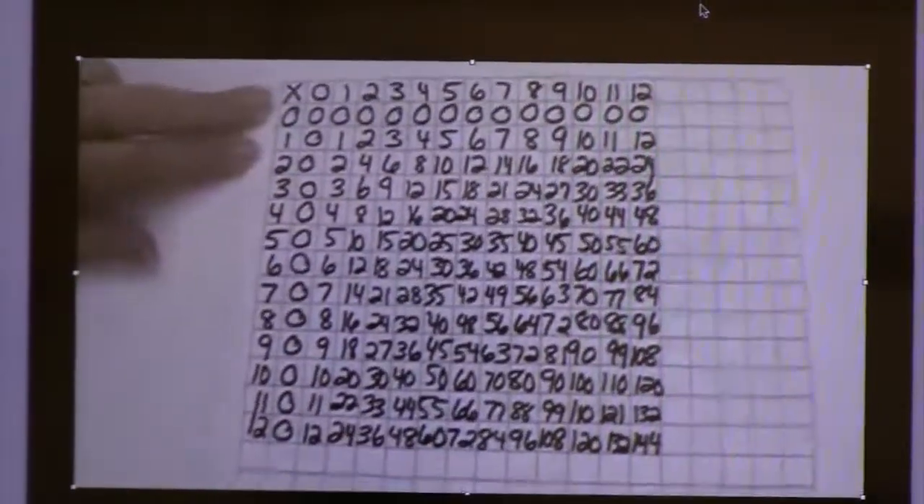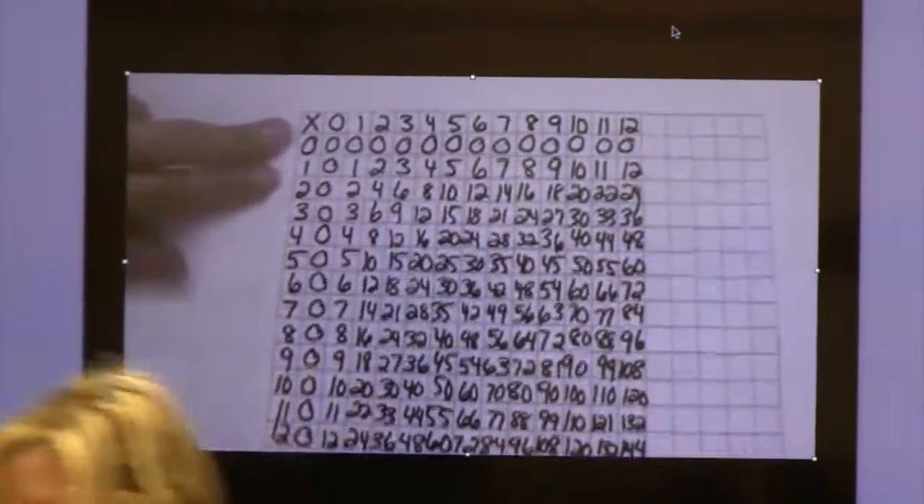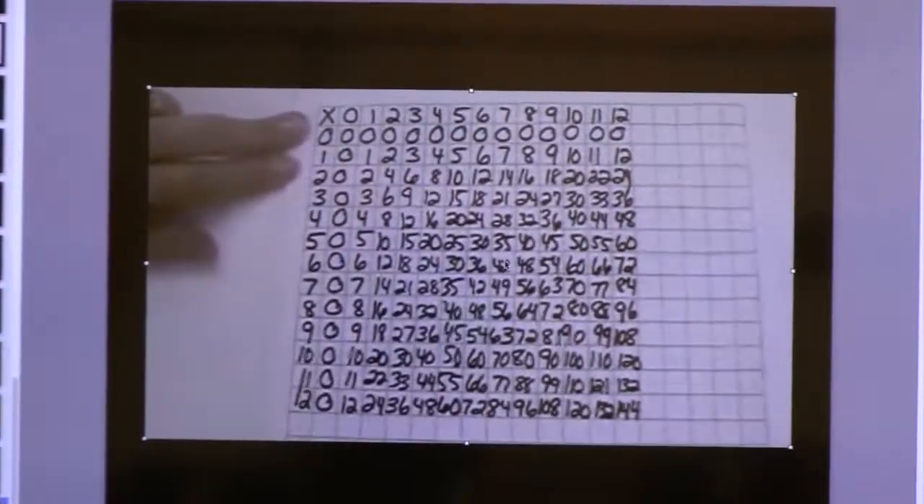So the multiplication grid is a lot of fun. It's a great tool. We've got to use it in 3rd grade. And thank you for helping to make our students successful.